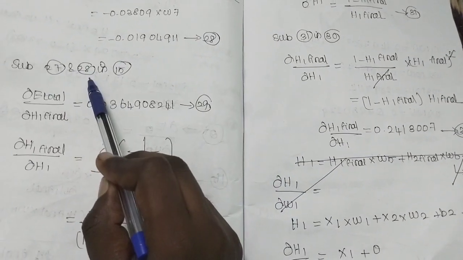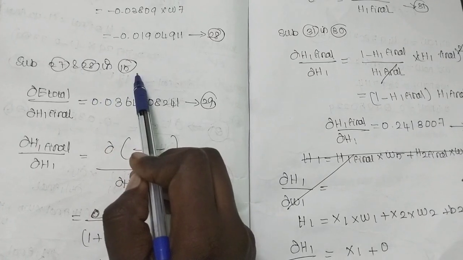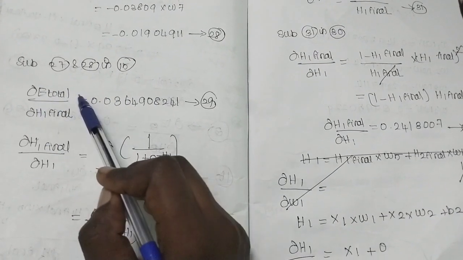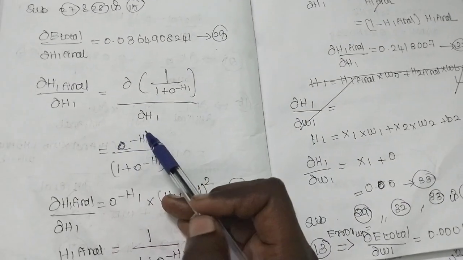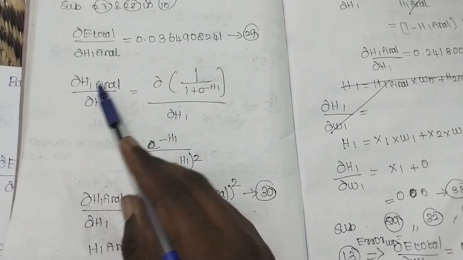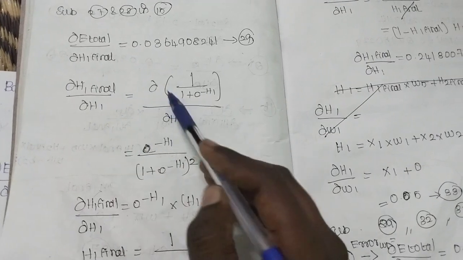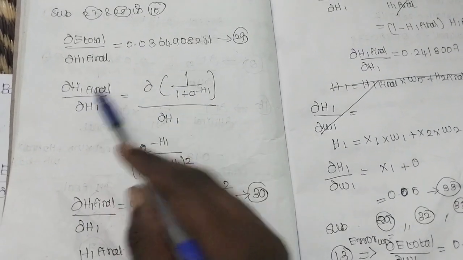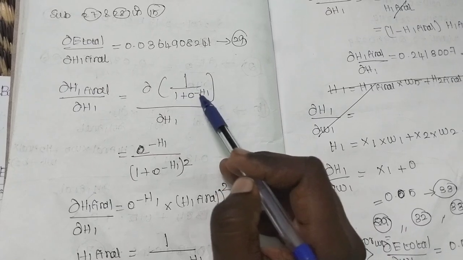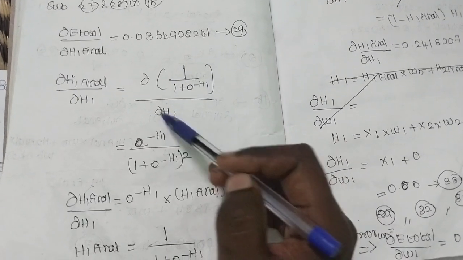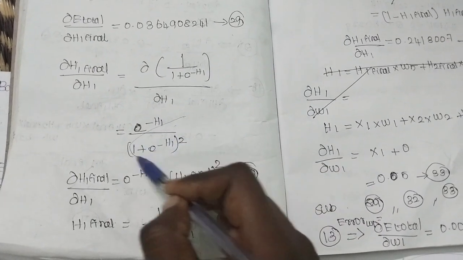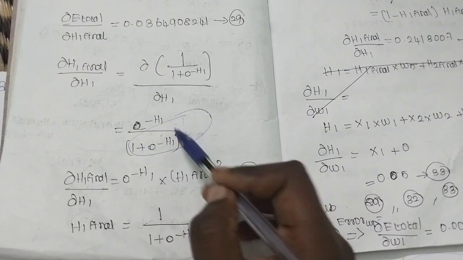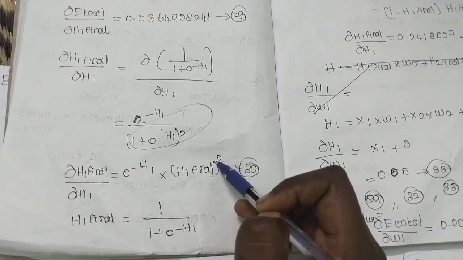Substitute all the values of 27 and 28 in equation number 15. So you got finally ∂Etotal by ∂h1final. This is equation number 29. Now I want to find out the value for ∂h1final divided by ∂h1, that is ∂ by ∂h1 of the h1final equation, 1 by 1 plus e power minus h1. So partially differentiate this equation, you got the value. I am rewriting this equation, that is 1 by this, so this is the equation for h1final, the whole power 2.